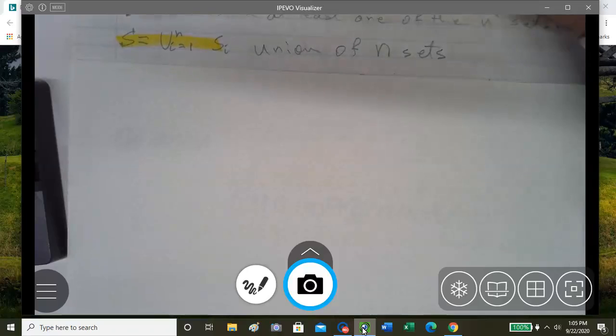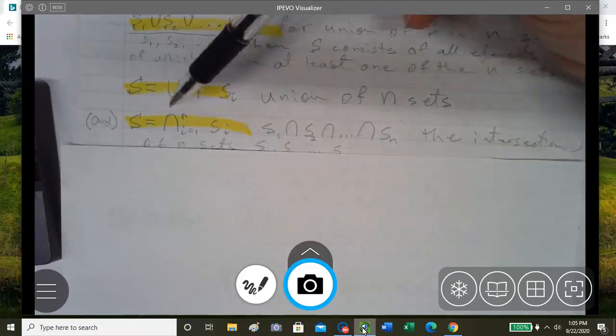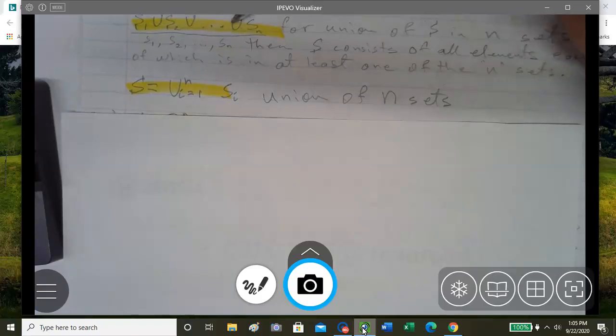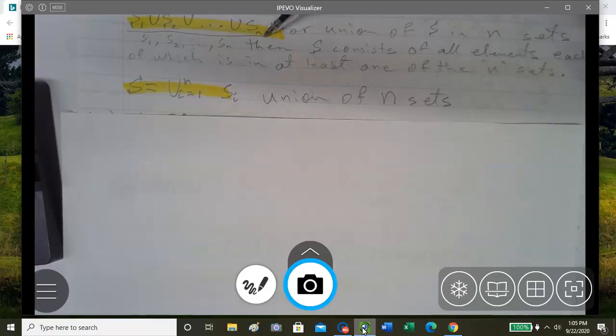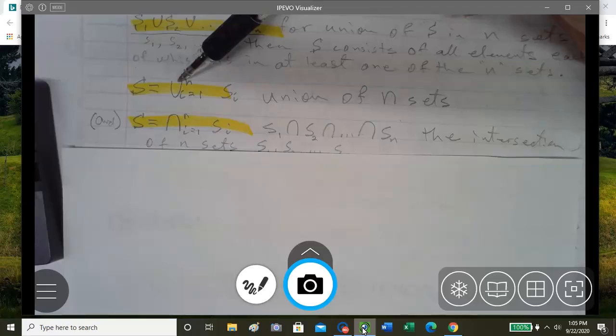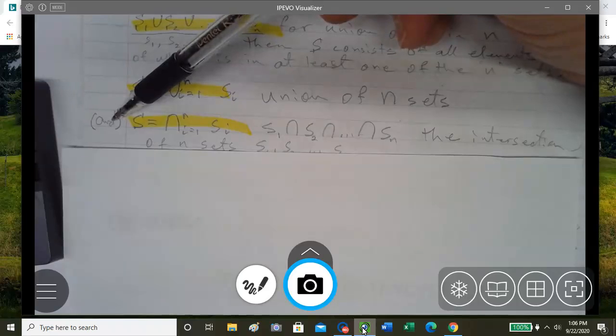So here we have S is equal to the union from i equals 1 to n of S sub i, the union of n sets. Again, that would equal S sub 1 union S sub 2 union S sub 3 union S sub 4, and so on, union S sub n. Okay, so union also refers to or, meaning elements in one set or the other, whereas intersection means and, it has to be in both sets.